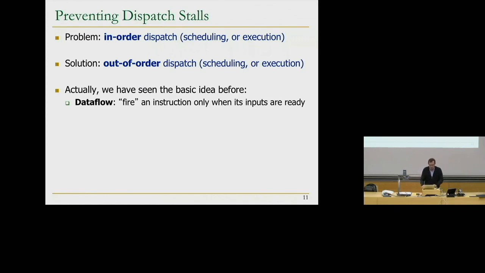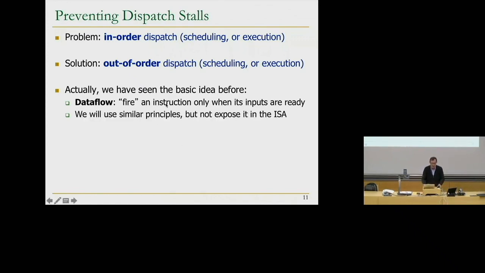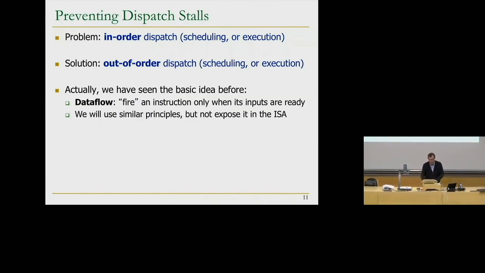We'll look at the machinery of this. We will use very similar principles, but not exposed in the ISA. We're going to do everything in a von Neumann architecture. Von Neumann architecture says everything needs to be executed sequentially. We're going to break that completely. We're going to execute everything in data flow order, and then we're going to clean up this mess with the reorder buffer that we've discussed.